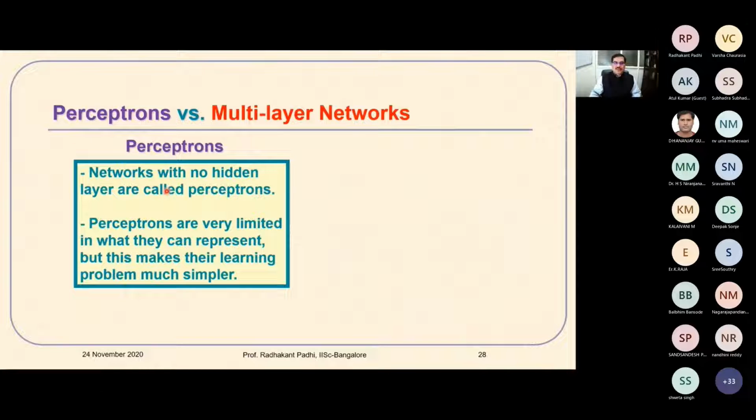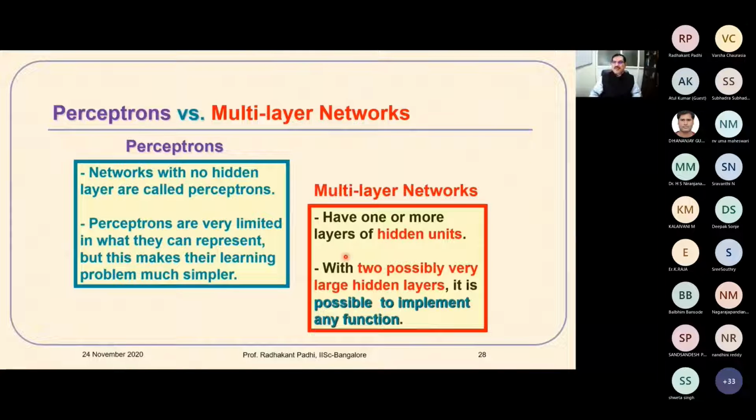So let's get started. What is the difference between perceptrons and multi-layer neural networks? Perceptrons are nothing but networks with no hidden layer. That's called a perceptron. Of course, they are very limited in what they can represent, but that makes the learning problem much simpler. So obviously very easy to understand this.